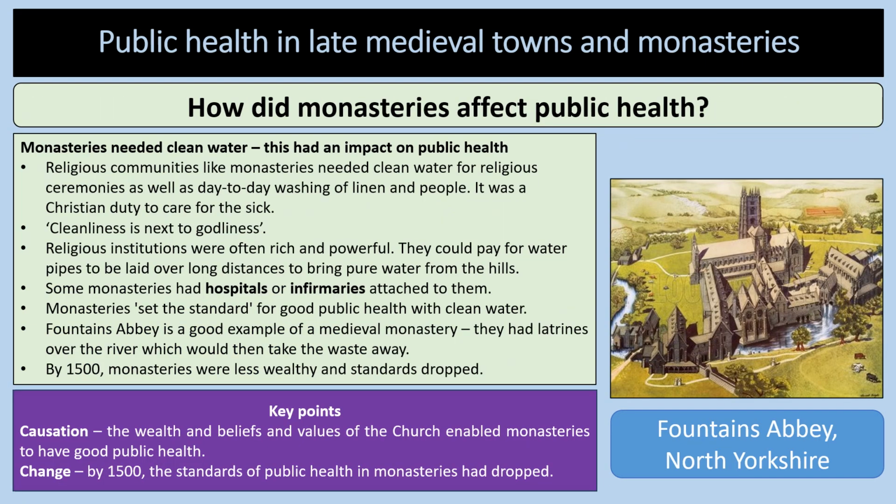Okay, so we're now going to look at public health in late medieval towns and monasteries, and we're going to think about how monasteries affected public health. Now, monasteries needed clean water, and this had a huge impact on public health. Religious communities like monasteries needed clean water for religious ceremonies, like baptisms, for example, as well as the day-to-day washing of linen and people. It was a Christian duty as well to care for the sick. Cleanliness was seen as being next to godliness. Religious institutions were often rich and powerful, so they could actually pay for water pipes to be laid over long distances to bring pure water from the hills.